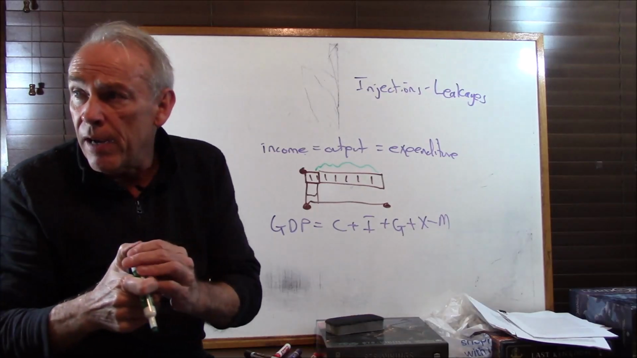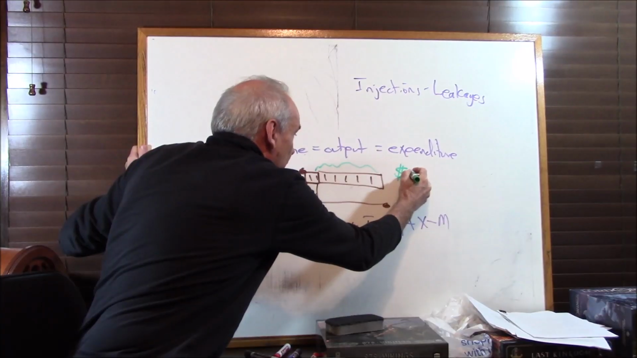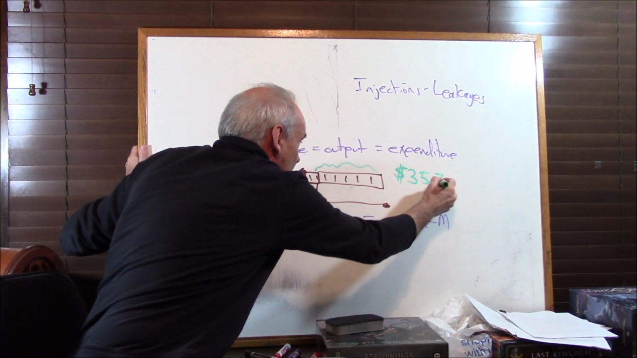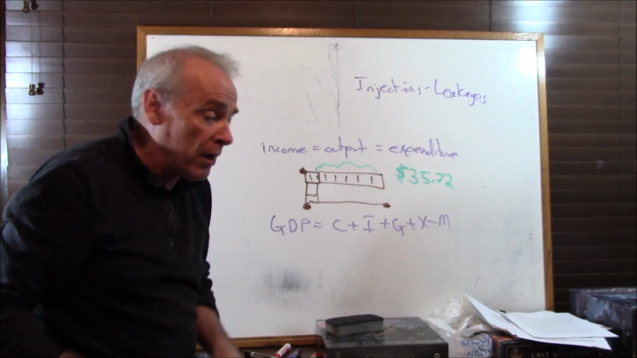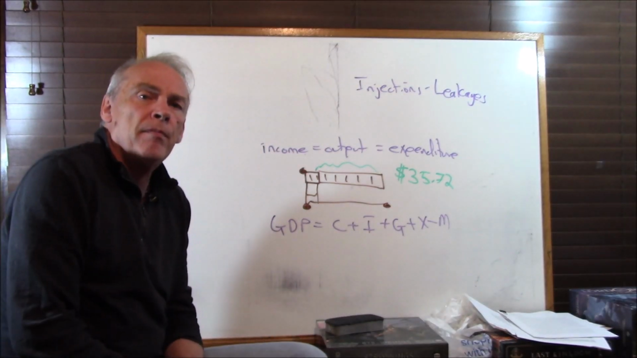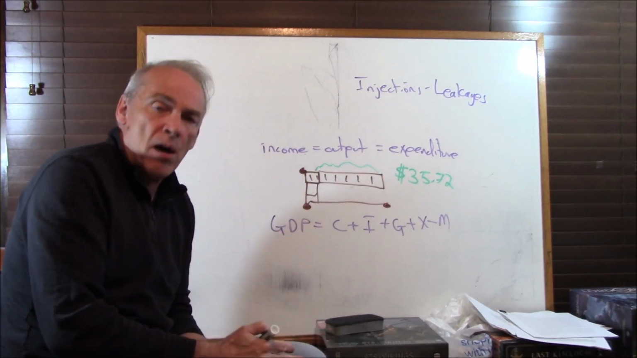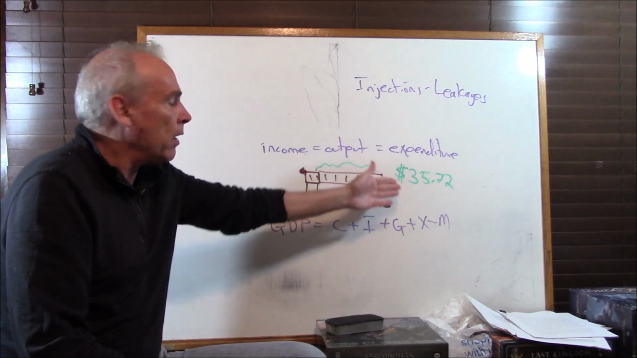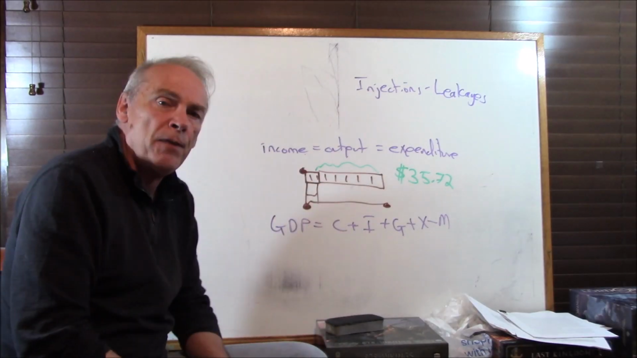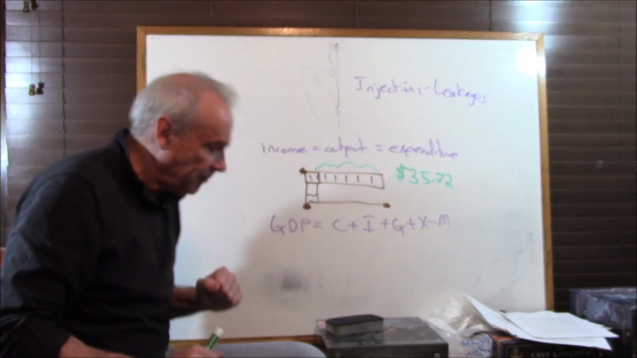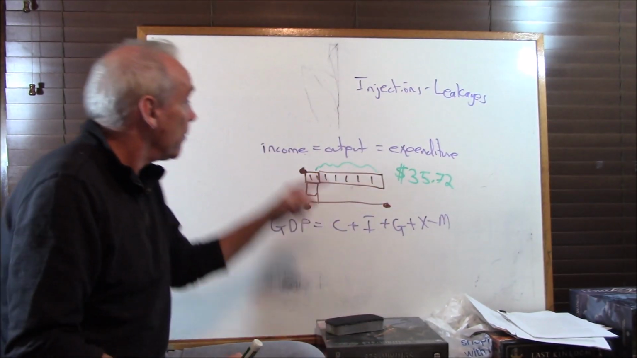And at the register, they figure out the price and they run it over the little scanner. And they say, that'll be $35.72, all right? What was your expenditure? $35.72. What was the income of the grocery store? $35.72. What was the dollar value of all the stuff in the cart? Pretend there's no taxes. $35.72.